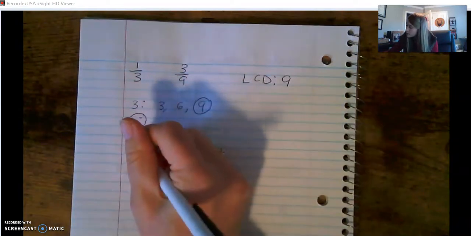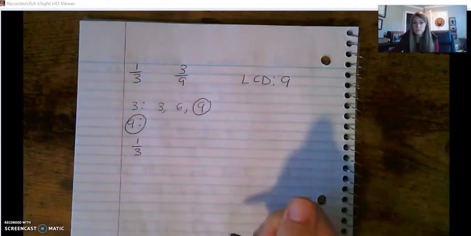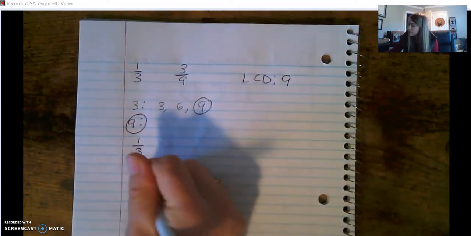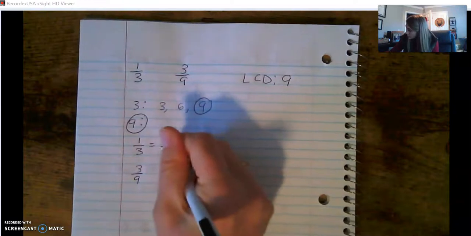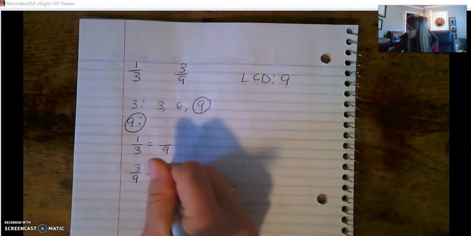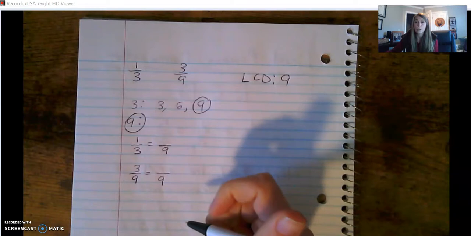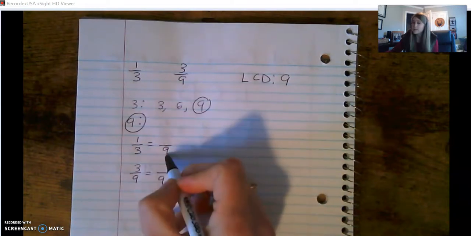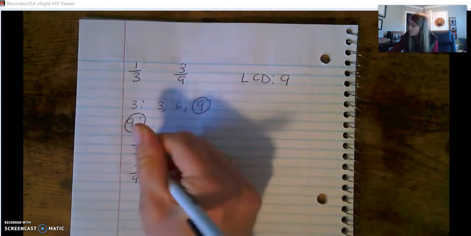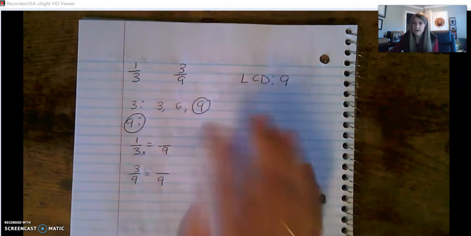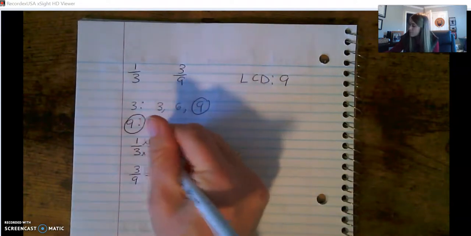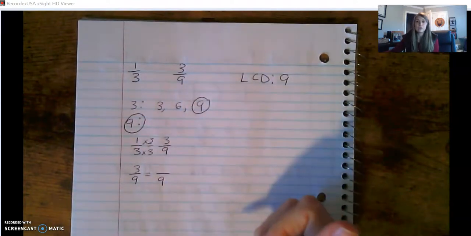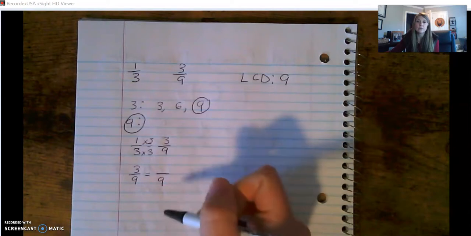So I'm going to rewrite 1/3, and right underneath it is 3/9. My new denominator is going to be 9. So I'm going to say equals 9 equals 9. All right. If I'm going to go from 3 to 9, well, I'm going to multiply. 3, 6, 9. Multiply by 3. What you do to the bottom, you do to the top. 1 times 3 is 3. We've made an equivalent fraction. 1/3 is equal to 3/9.